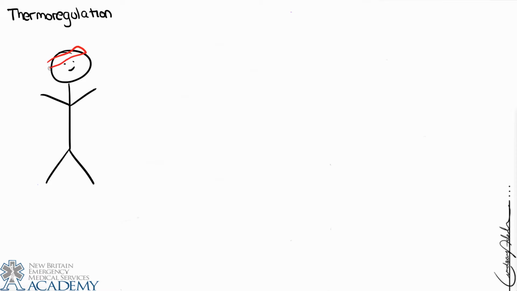Everyone. In this video, we'll describe the concepts of thermoregulation. And thermoregulation is basically a homeostatic process that keeps body temperature within acceptable limits. Normal body temperature is about 98.6 degrees Fahrenheit or about 37 degrees Celsius.